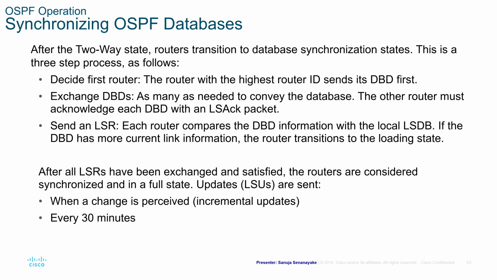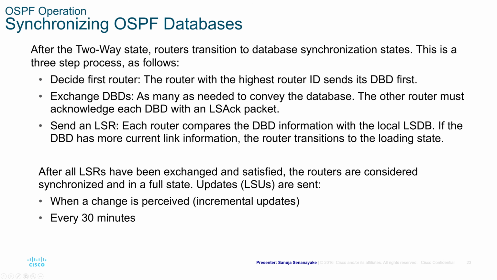Synchronizing OSPF databases. After the two-way state, routers transition to database synchronization states. This is a 3-step process. So those steps include: decide the first router. The router with the highest router ID sends its DBD first because it's the one that's going to get precedence. Exchange DBDs, as many as needed to convey the database.